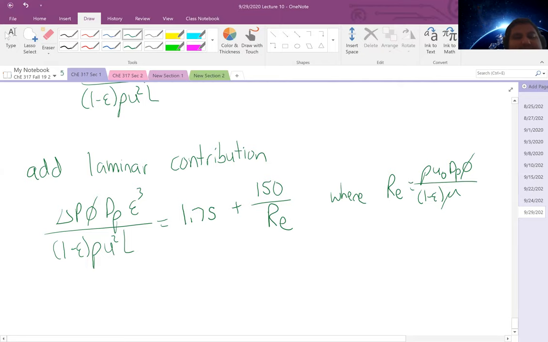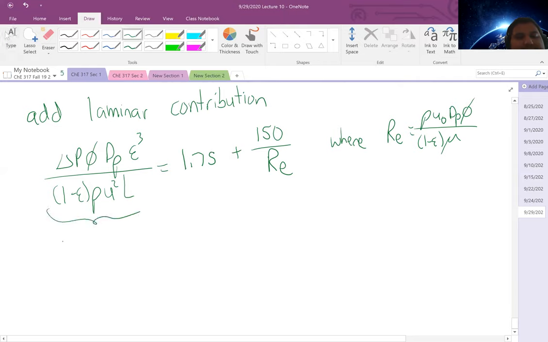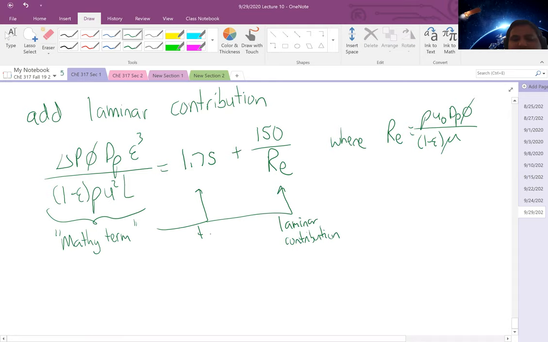So it means, you know, all this stuff in terms of characteristics of the equation exists in terms of a laminar contribution and a turbulent flow contribution.